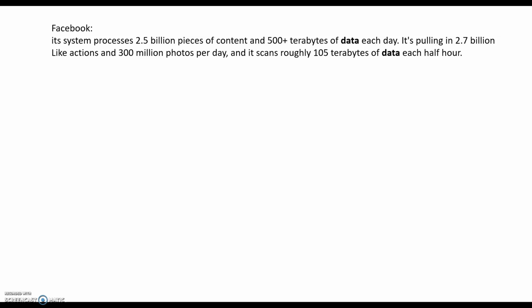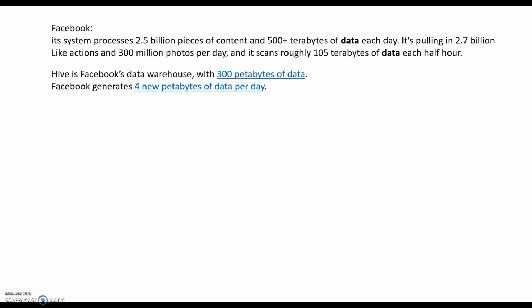And Facebook, talk about your data storage, processes 2.5 billion pieces of content and 500 plus terabytes of data each day, pulling in 2.7 billion like actions, liking things, right, and 300 million photos per day. It scans roughly 105 terabytes of data each half hour. Folks, that's a lot of data.